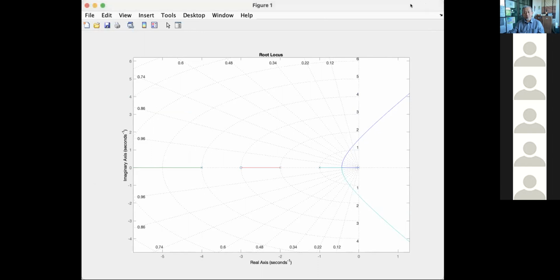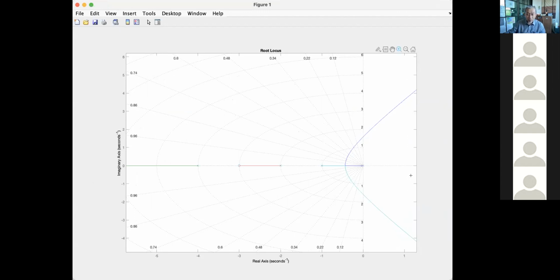So how are we going to find the intersections between the imaginary axis and root locus using computer? How are you going to find the point of intersection between the imaginary axis and root locus? Find the pole, using the mouse. You don't use the mouse, you cannot get it.